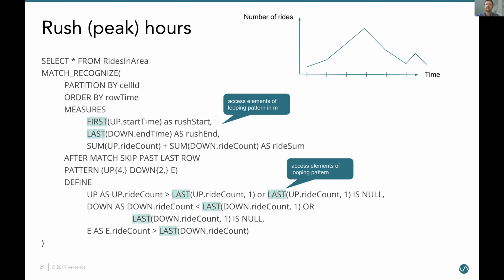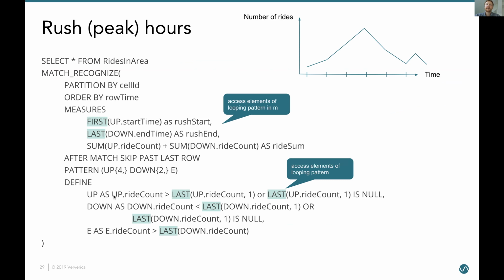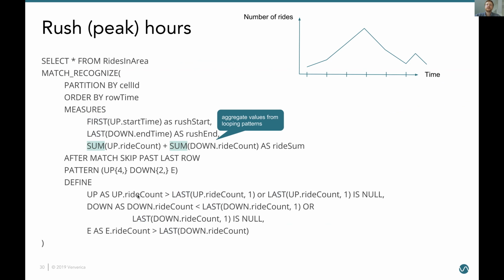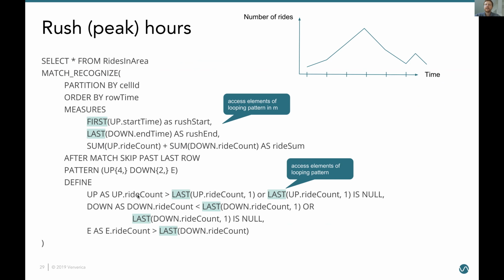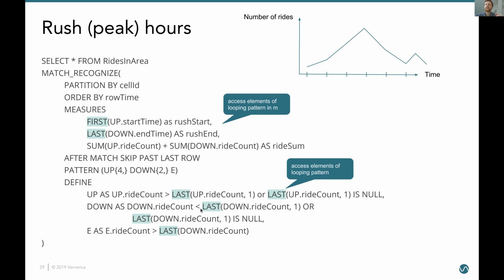How we ensure that the number of rides increases is with the help of so-called logical offsets. We use the function LAST, which says that in this case the up ride count is bigger than the last one already mapped. The same applies for the down, but in this case we expect that the current down ride count is smaller than the previously accepted one.